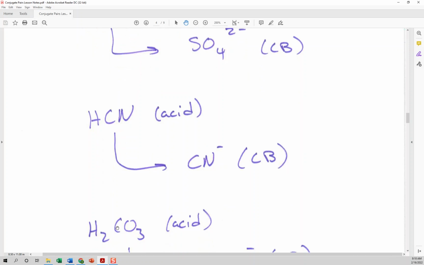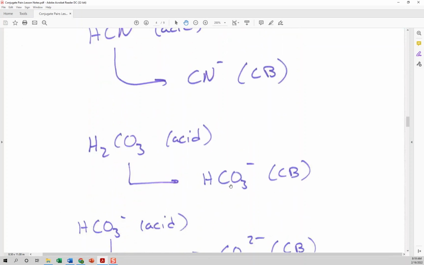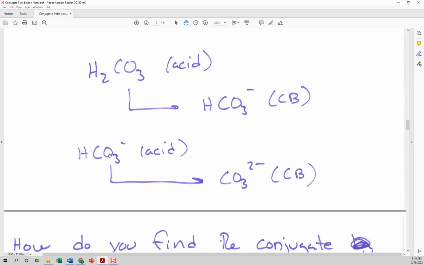Carbonic acid, a weak acid. Take one H plus away, and what do you get? You get HCO3 minus. So this acid is a conjugate pair with this base. But notice this can also be an acid. So this has a conjugate pair as well. When this is a base, this is its conjugate pair. But when this is an acid, this is its conjugate pair, okay?